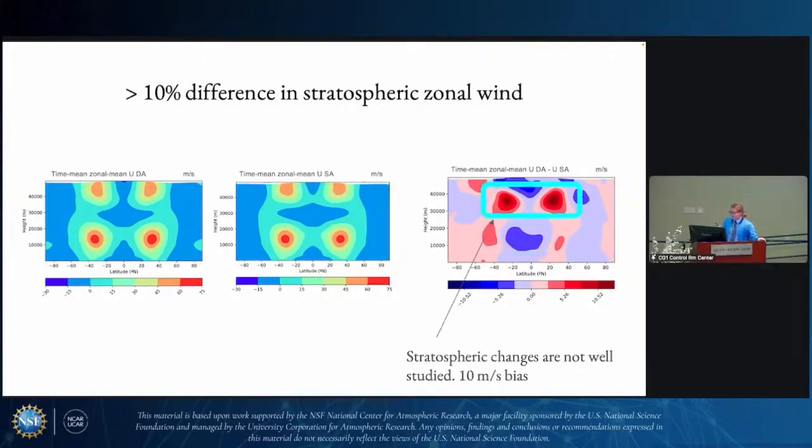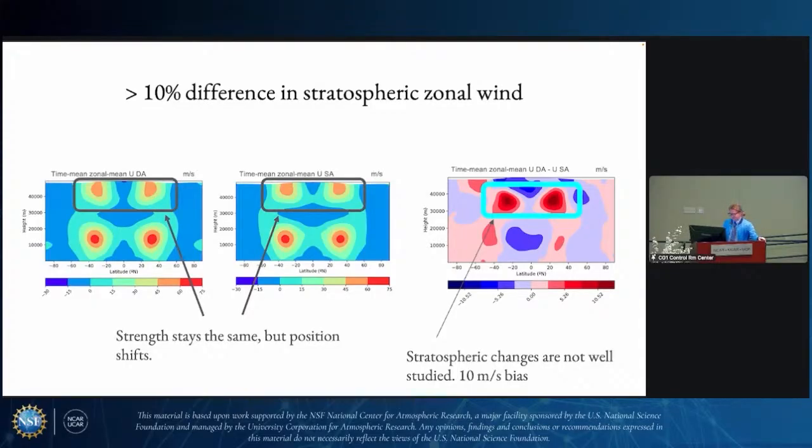But an interesting result here is that running with a slightly higher model top means that we have a 10 meter per second bias in the stratosphere of E3SM. And the reasons for that change aren't super well studied. Further, our immediate future work is going to be looking more at why this is happening, to get this change in the position of winds with a similar magnitude.